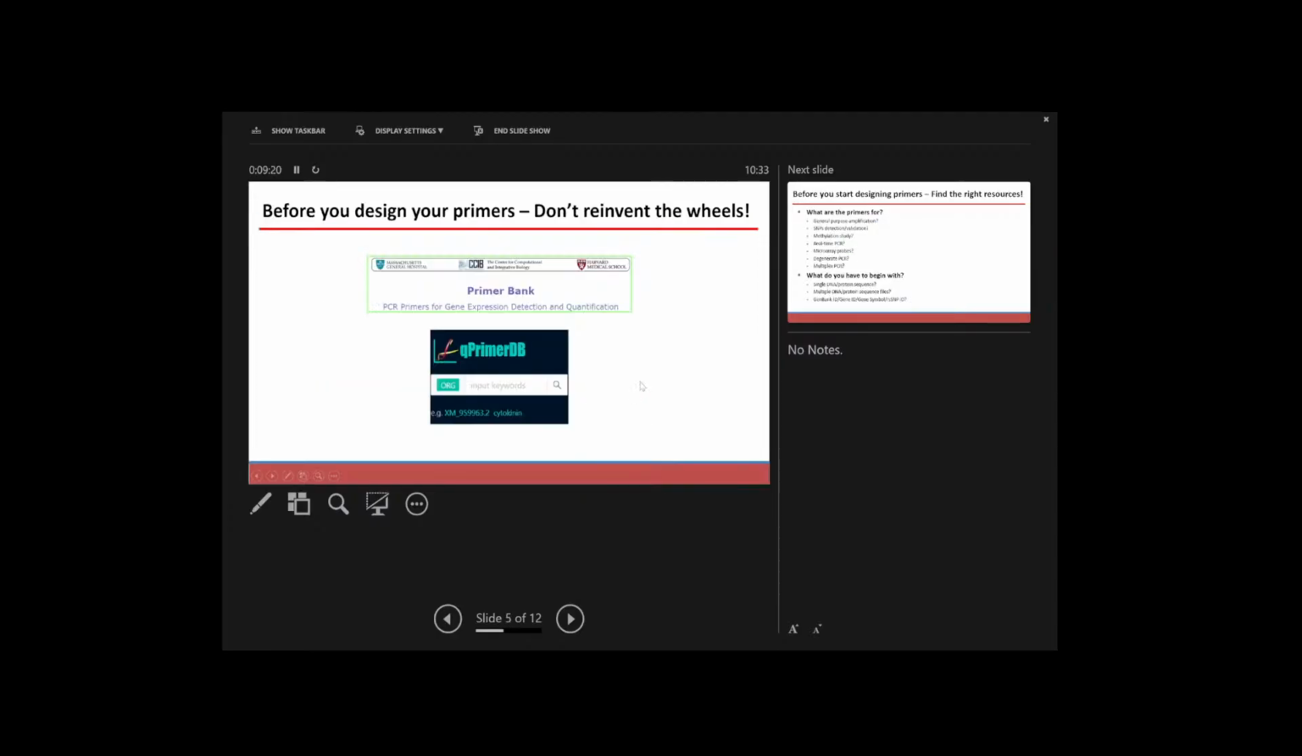So before you start designing your primers, don't reinvent the wheel. What is reinventing the wheel? This is an idiom in English. Don't reinvent the wheel. They're very good, and these are active databases, where you have to go and specify which gene you are looking for. And if you're working with a modern system, like you're working on mouse, right? Mus musculus, Rattus norvegicus.